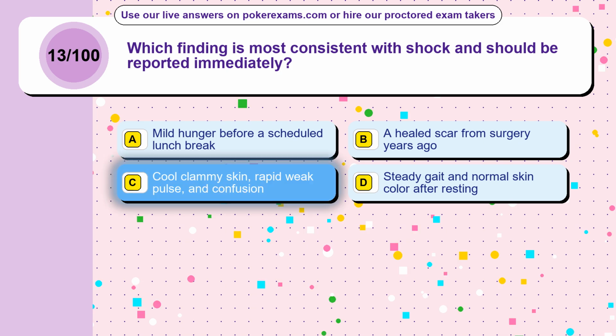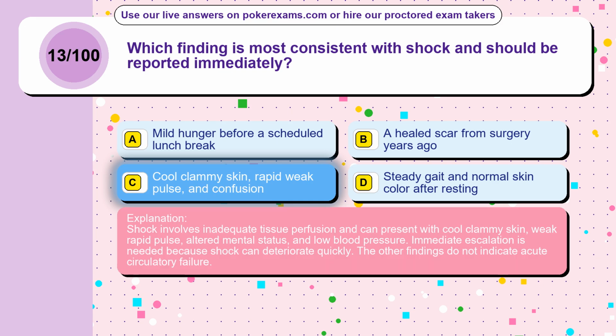The correct answer is option C, cool clammy skin, rapid weak pulse, and confusion. Shock involves inadequate tissue perfusion and can present with cool clammy skin, weak rapid pulse, altered mental status, and low blood pressure. Immediate escalation is needed because shock can deteriorate quickly. The other findings do not indicate acute circulatory failure.